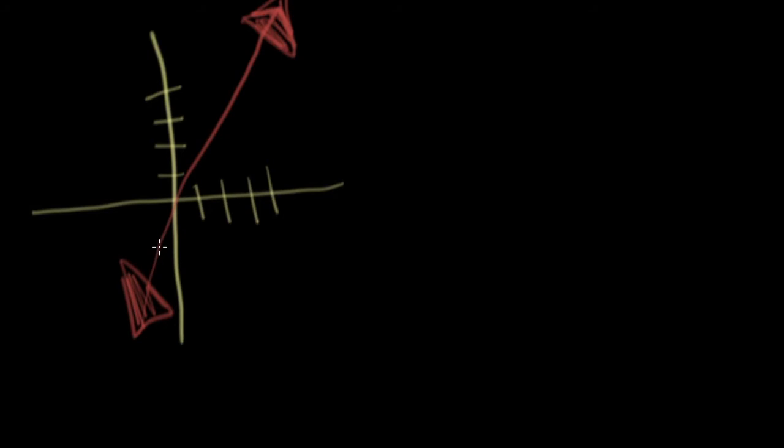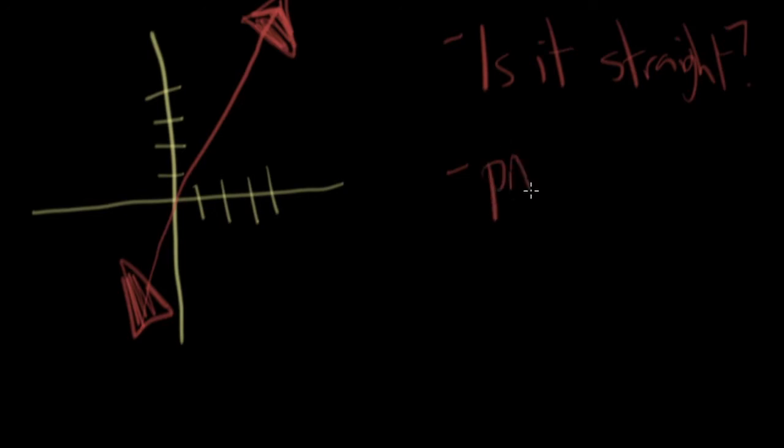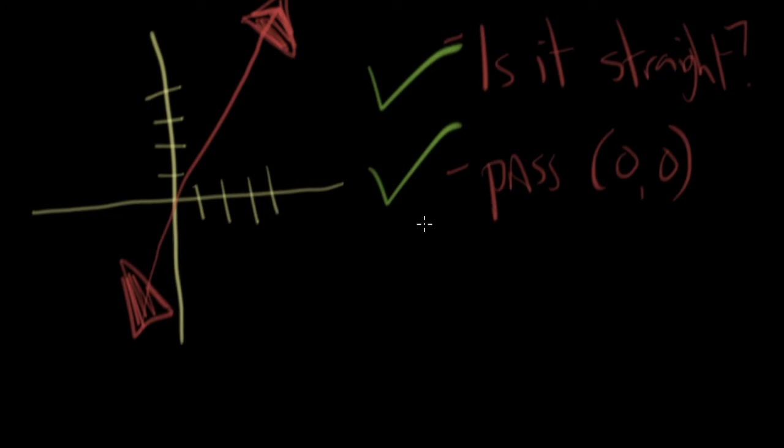So, is this a proportional relationship? Basically, you're asking yourself, is it straight? Yes. And does it pass through the origin? So does it go through 0, 0? Yes. So as long as you get two big giant check marks, it's going to be a direct, proportional relationship.